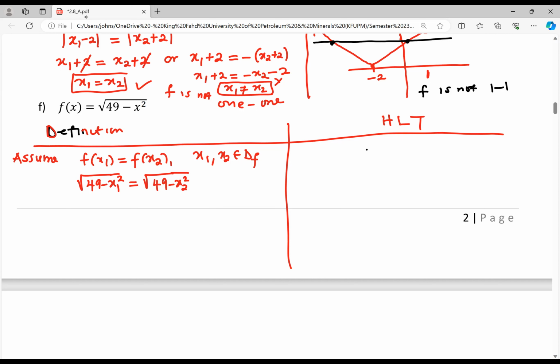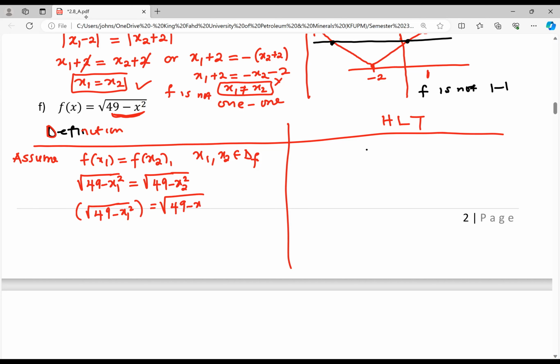Now, if you look at this, when we say x1 and x2 belong to the domain of f, what does that mean? It means that what is inside here cannot be less than 0, it cannot be negative, right? Because if 49 minus x squared is negative, then you'll be taking the root of a negative number, which is going to be imaginary. So here, x1, x2 is in the domain of f. It means that even if you square both sides, 49 minus x1 squared equals to what?